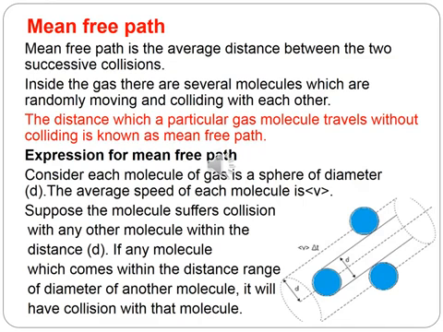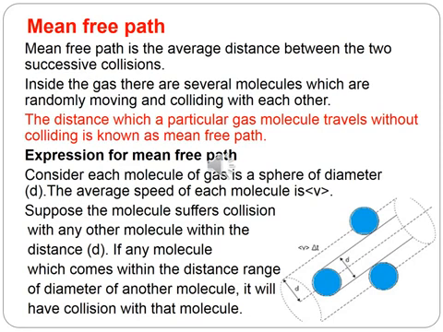The last topic that I am going to discuss is mean free path. It is the average distance between two successive collisions of molecules. You know, inside the gas there are several molecules which are moving in straight lines and take part in random collisions. So, mean free path is defined as the distance which a particular gas molecule travels without colliding. How can we express the mean free path mathematically?